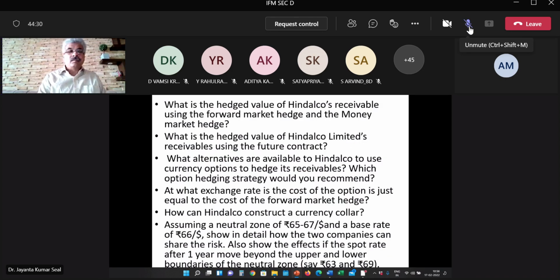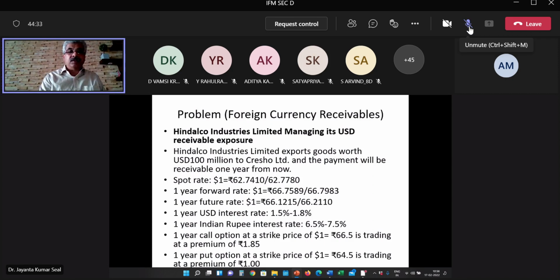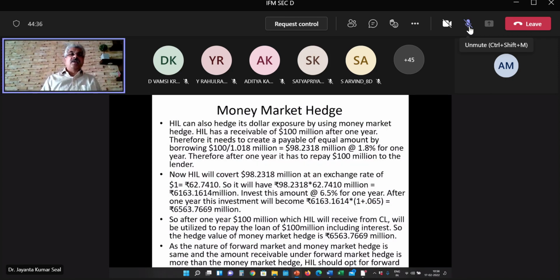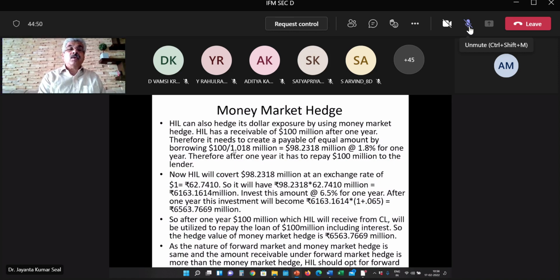So if you borrow, the rate of interest is 1.8%. So Hindalco can also hedge its dollar exposure by using a money market hedge. It has a receivable of $100 million after 1 year, so it needs to create a payable of equal amount by borrowing 100 divided by 1.018 million, which is equal to $98.2318 million at the rate of 1.8% for 1 year. If you borrow $98.2318 million at 1.8% for 1 year, it will become $100 million after 1 year. Any question?